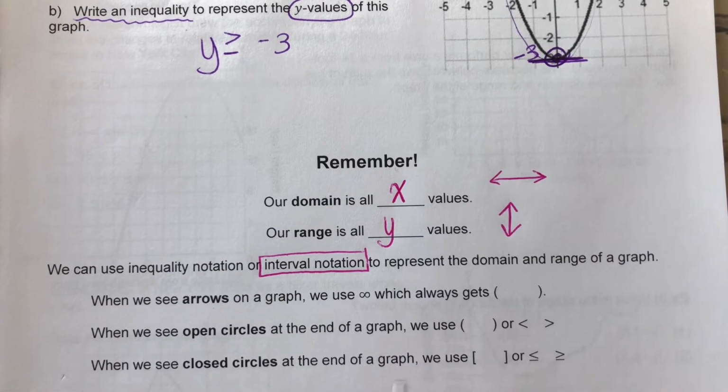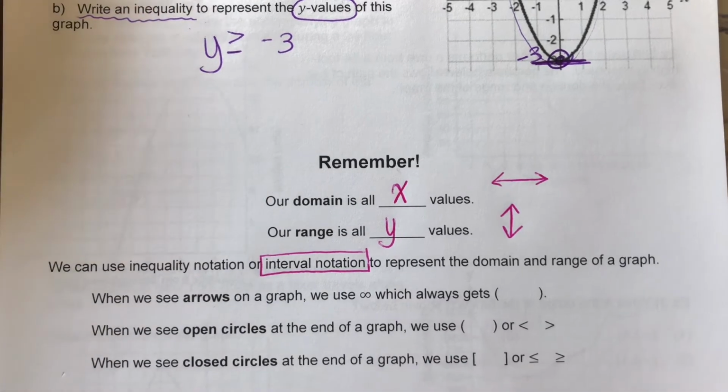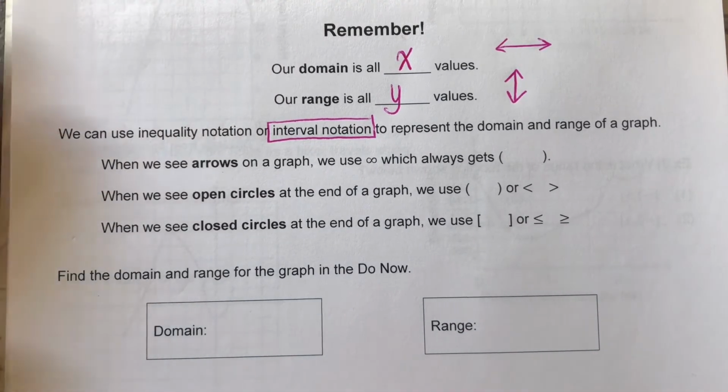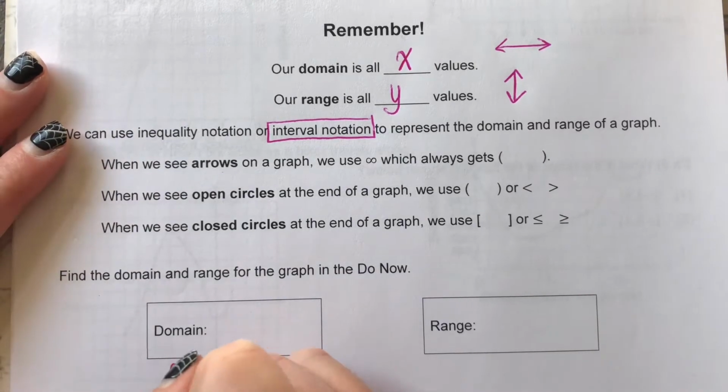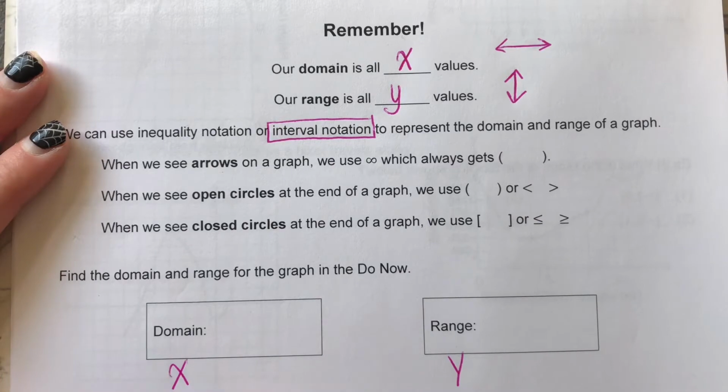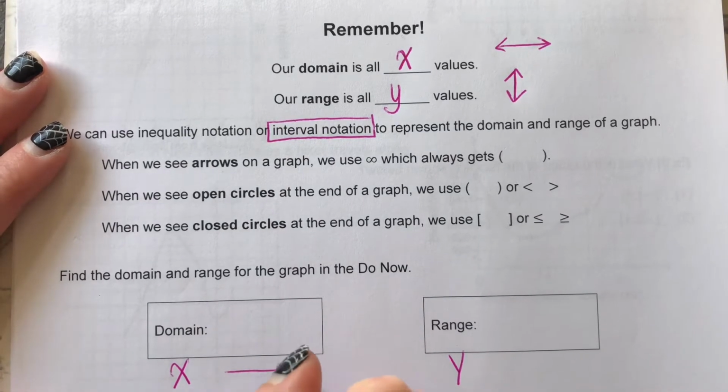All right, so again, that would be a closed circle or it would be a bracket. So now, if I want to find the domain and the range in the do now, one more time, I know that domain is going to be all of my x values. I know that the range is going to be all of my y values. I know that the domain moves left to right.